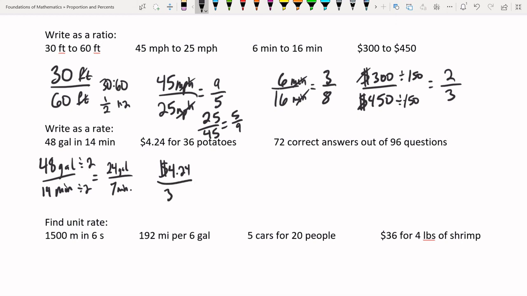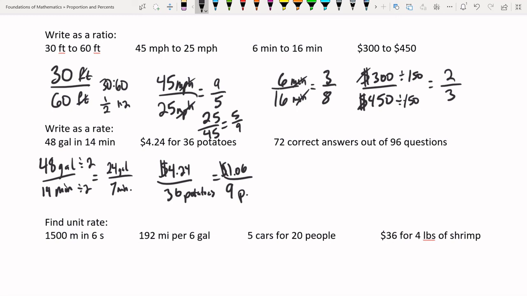$4.24 for 36 potatoes. This one we can't really reduce because $4.24 has a decimal in it. We can't divide this by 2 twice, and we end up getting $1.06 for 9 potatoes. And this is a little bit simpler, but because there's a decimal in there, you should just be able to just divide it out. We'll talk about that in a unit rate, but this is just a type of regular rate.